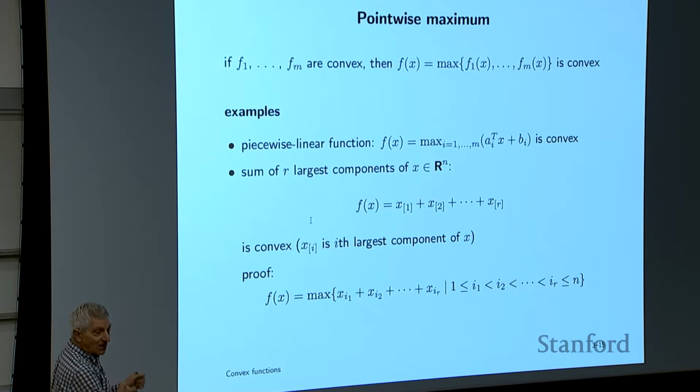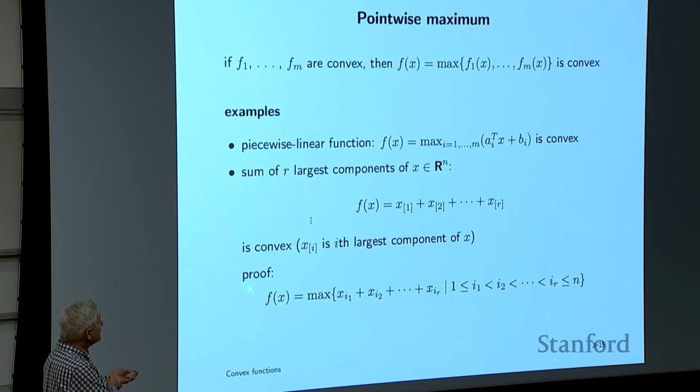Here's a very interesting one. Here's a function on R^n: the sum of, let's say, the 4 biggest entries. Everybody got that? It's a weird function. It's quite complex. It's not differentiable. The derivative doesn't exist at some points. It certainly doesn't have a Hessian. It turns out this function is convex, and the way to show that is actually pretty straightforward.